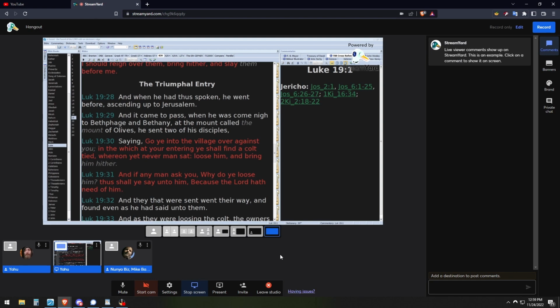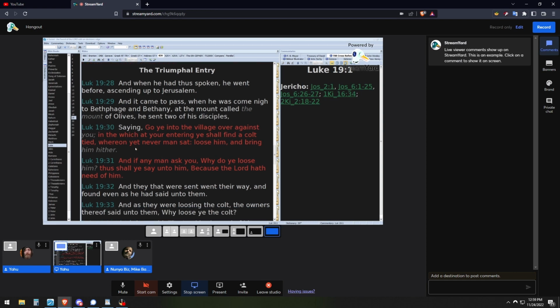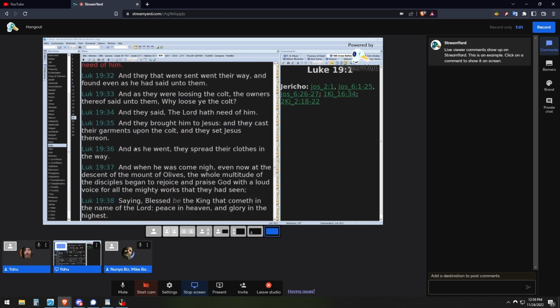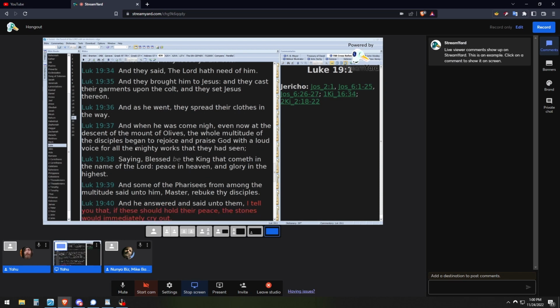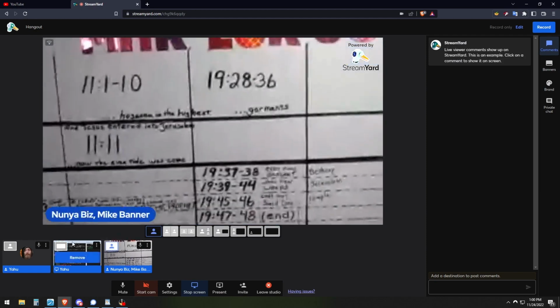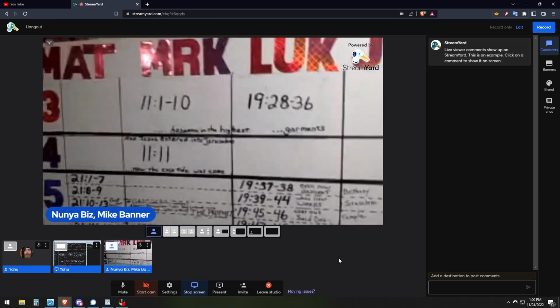And they that were sent went their way, and found even as he had said unto them. And as they were loosing the colt, the owners thereof said unto them, Why loose ye the colt? And they said, The Lord hath need of him. And they brought him to Jesus, and they cast their garments upon the colt, and they set Jesus thereon. And as he went, they spread their clothes in the way. That's how I would end that day of Luke.